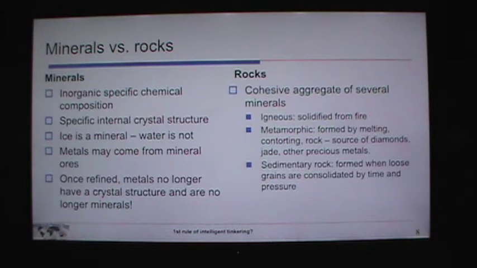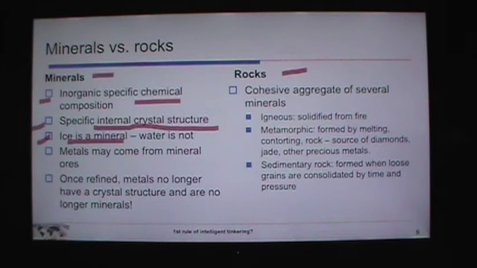Difference between a mineral and a rock. Well, minerals are very specific. They have very specific chemical compositions. Specific internal crystal structure. Curiously enough, ice is considered to be a mineral, but water is not, because there are impurities in some of those things. Metals may come from mineral ores.